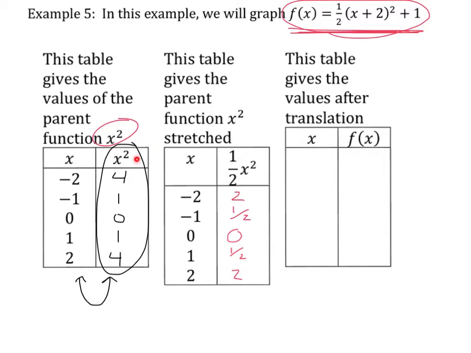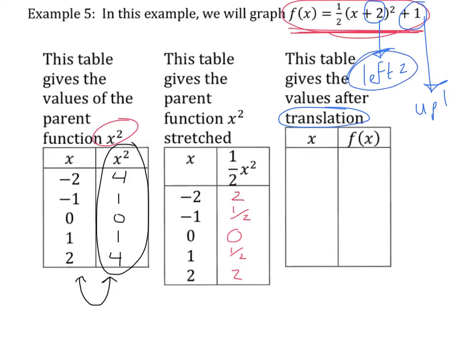So I started with the original parent function. Then I applied my stretch or compression factor. And then the last thing I'm going to do, and this is probably the part that takes the largest amount of thought, is apply the translation. So what is the translation, right? This plus 2 means that I'm translating left by 2, and this plus 1 on the end means that I'm translating up 1. That means that I need to change all of my x coordinates to the left by 2 and all of my y coordinates up by 1.